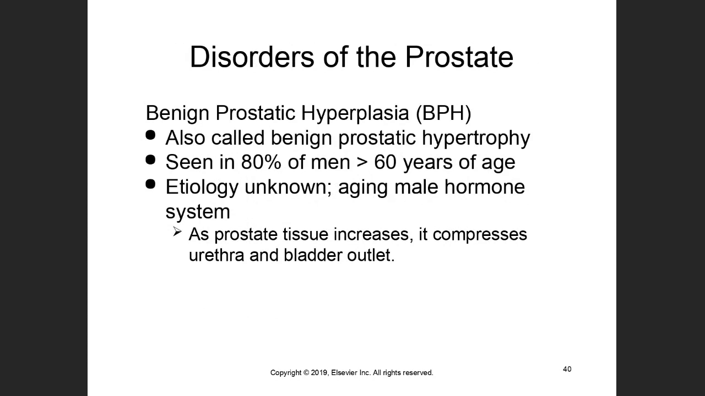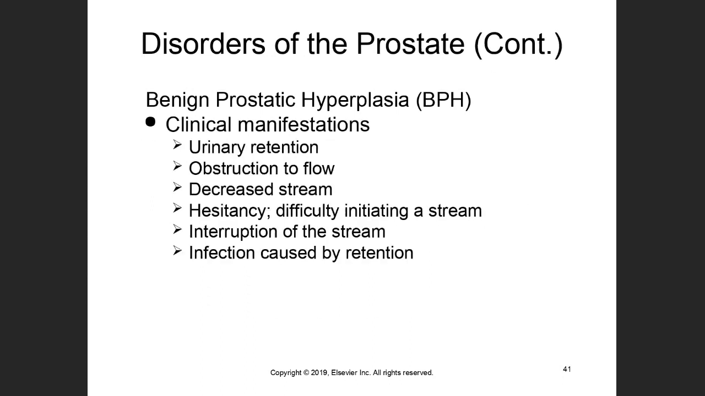BPH, benign prostatic hyperplasia, is a condition that is common in males, especially after 60 years old, and is enlargement of the prostate gland. Clinical manifestations: most of the time they are urinary retention, obstruction of flow, and nocturia. That's one of the main characteristics. Nocturia means that the patient has to wake up at night to go to the bathroom.